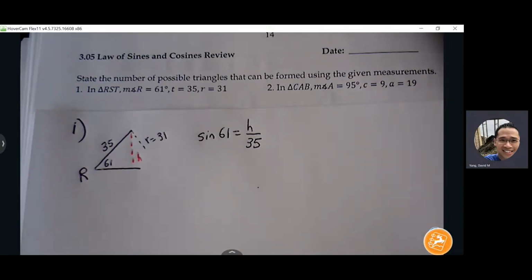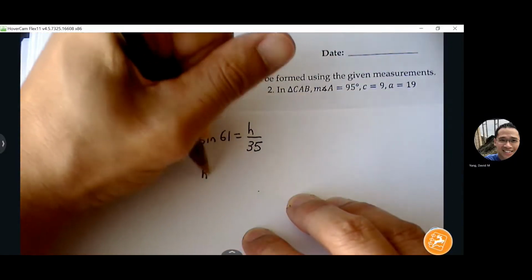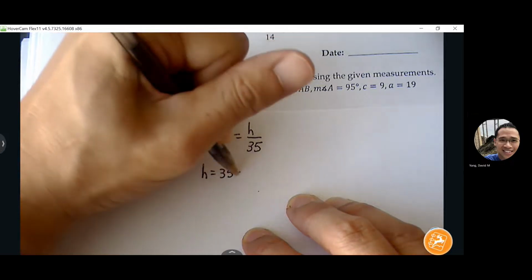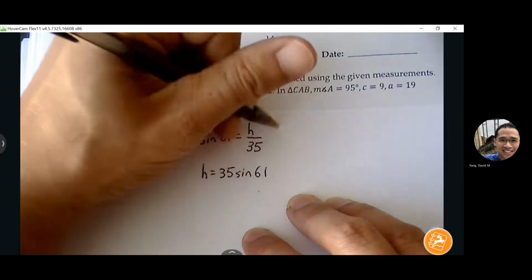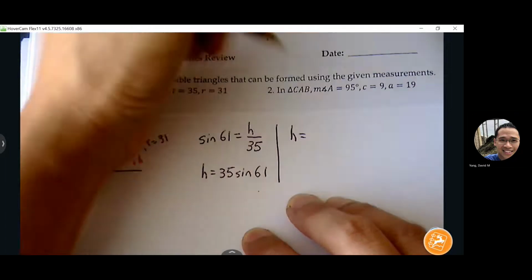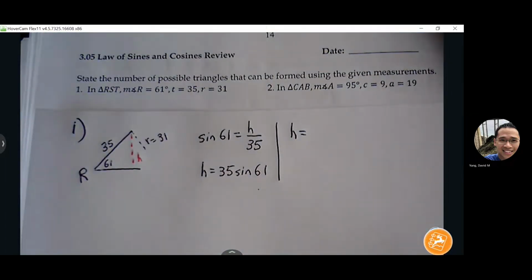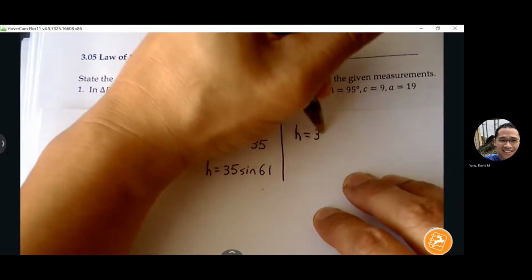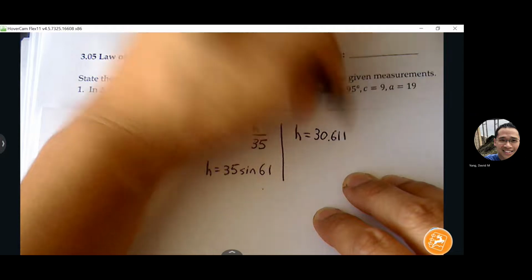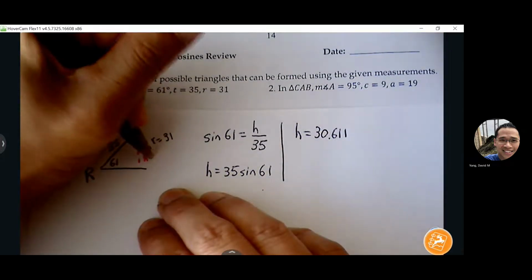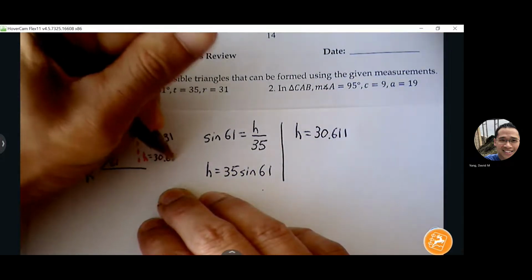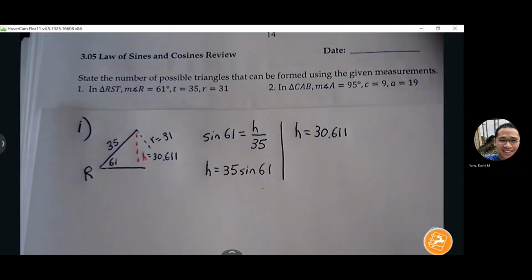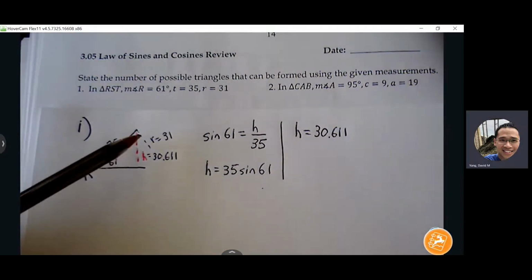So sine of the angle equals opposite over hypotenuse. Cross multiply. Use your calculator, 35 sine 61. So the height is 30.611.